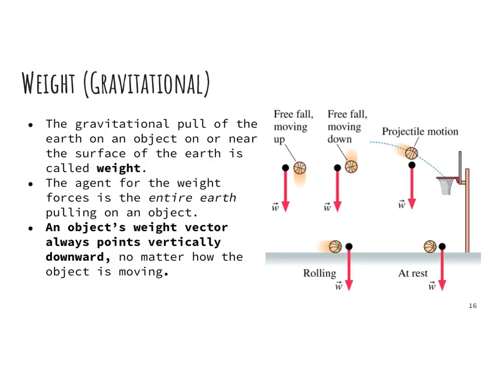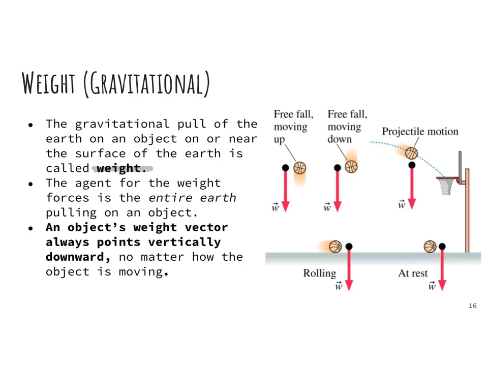So the first one we're going to talk about is the force of gravity, otherwise known as an object's weight. Now, weight and gravitational force are interchangeable. However, if you recall, last unit we talked about how free fall acceleration is not gravity, it's acceleration due to gravity. Well, that's because gravity itself is a force, and the gravitational force is just the pull on an object because it's near the Earth's surface. We call that an object's weight.